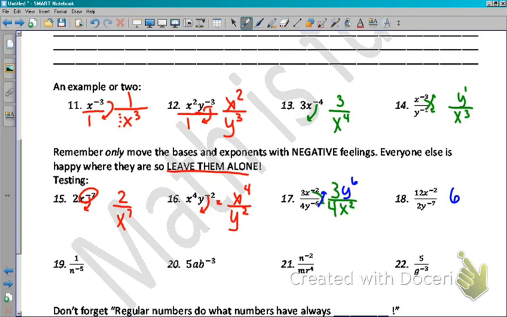And the x feels badly about being on the top, so he has to go to the denominator, so x squared. We already took care of the integers, remember, because we did 12 divided by 2 is 6. So now I'm just focusing on the y here, and the y feels badly about being in the denominator, so you're going to move it to the top. So 6y to the 7th over x squared. Go ahead and try the next 4 by yourself. I will put the answers up in a moment, and you may check them.